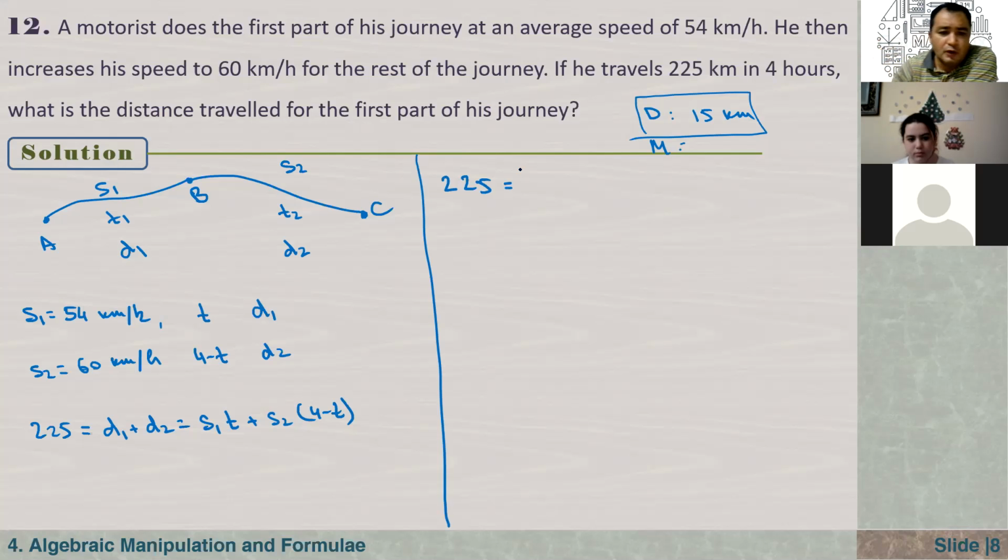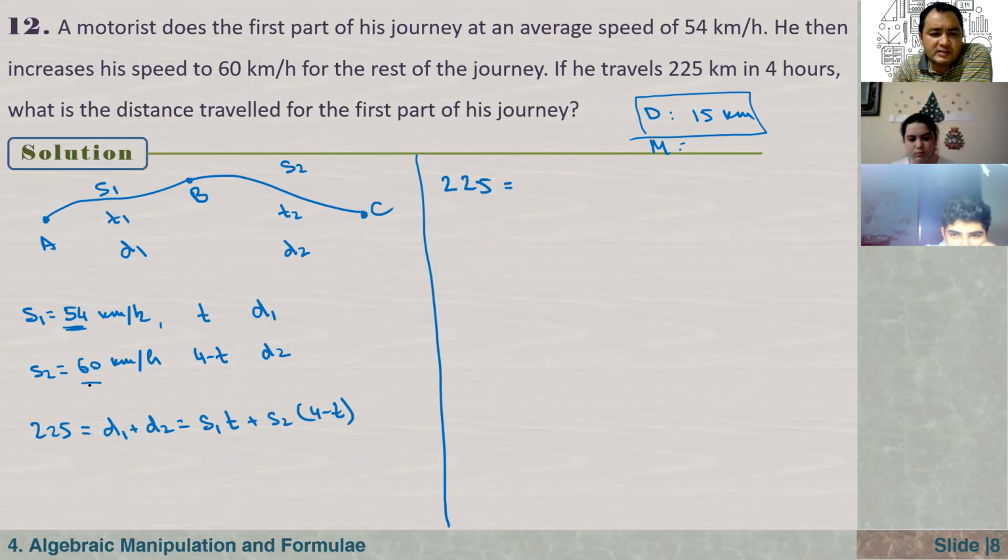Definitely, that's the point. Okay, here we are traveling from A to B. Let's say that's the first part of the journey, and from B to C, that's the second part of the journey. The question already mentions that the first part of the journey is traveled at speed s1, the second part at speed s2. Speed 1 is 54 kilometers per hour, speed 2 is 60 kilometers per hour. The second sentence says he then increases his speed to 60 kilometers per hour for the rest of the journey. Okay, also done.